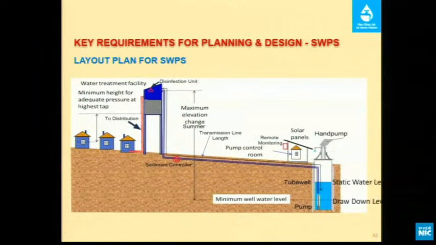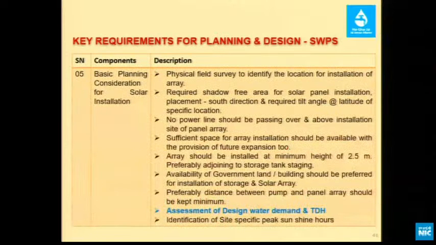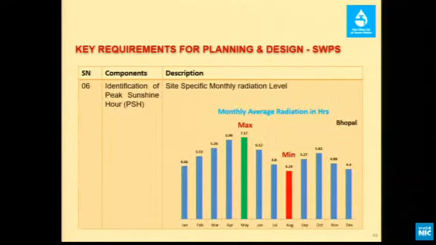I have given the component details. The source is there, the pump house, the panels, the households. For basic planning consideration, we need a location. I need a shadow-free area. Please keep it in mind; in most cases this is not happening. The panels must be placed facing south, at the latitude angle of the location, because at the latitude location the sun's rays come at 90 degrees. So I have calculated the size based on radiation.